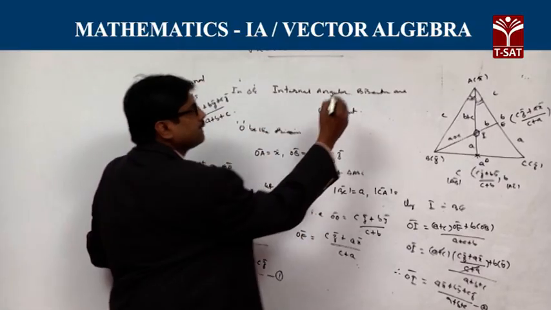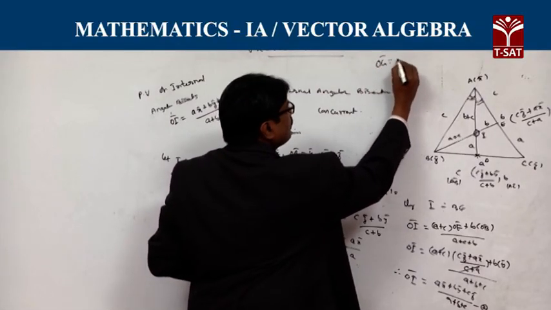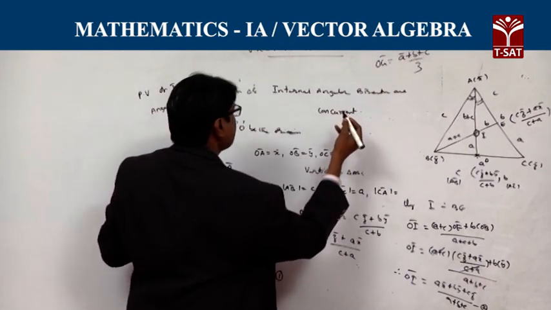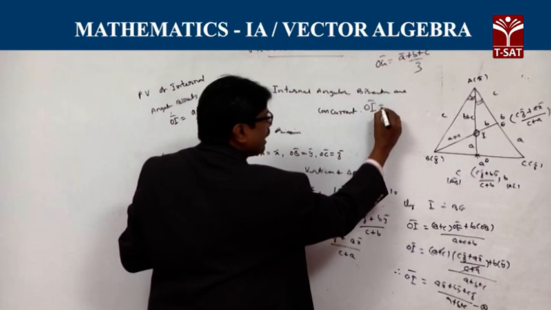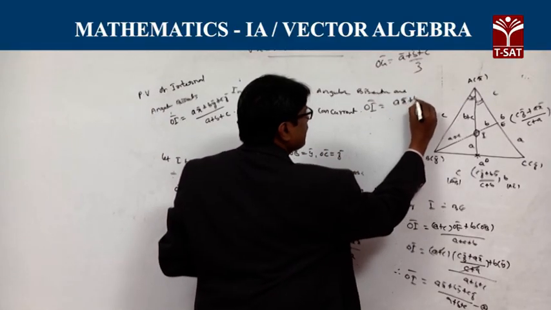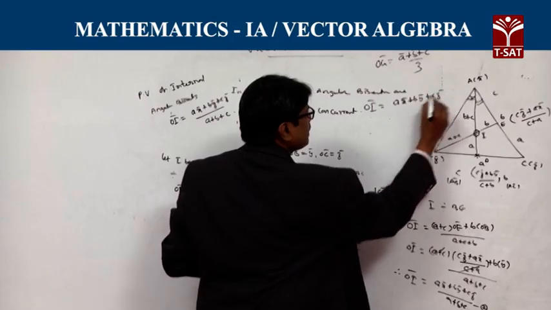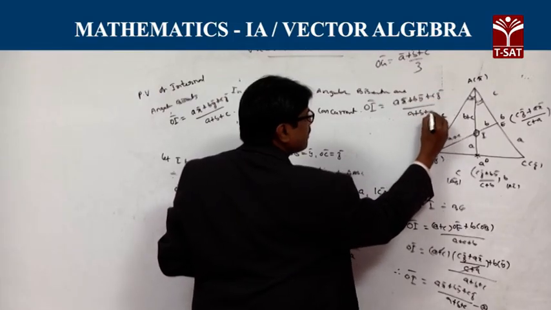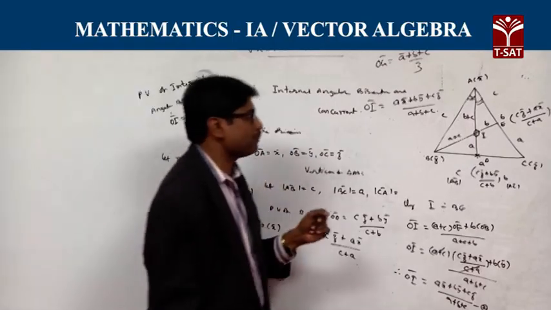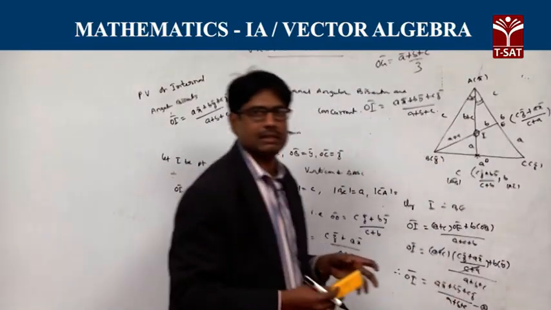In the earlier class we did the centroid, OG bar is equal to (A bar plus B bar plus C bar) by 3, and the internal angular bisector position vector OI bar will be equal to (A times X bar plus B times Y bar plus C times Z bar) divided by A plus B plus C, geometry by vector method. Based on this, some problems we will discuss.